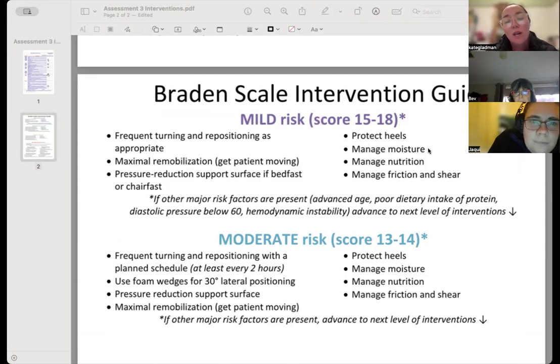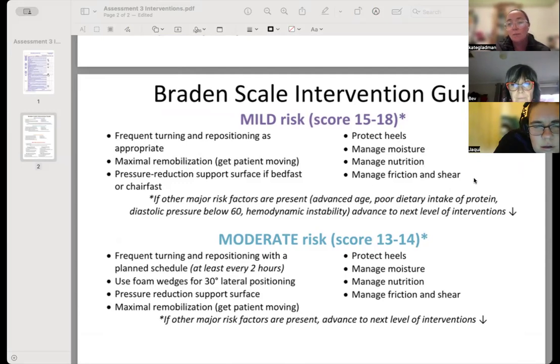Manage moisture. So that's when, say, the patient is incontinent. Are they bleeding? Are they vomiting? Loose bowels, anything like that. Manage nutrition. Refer them to the dietitian. Do they need some supplements? Do they need a high protein, high energy diet?